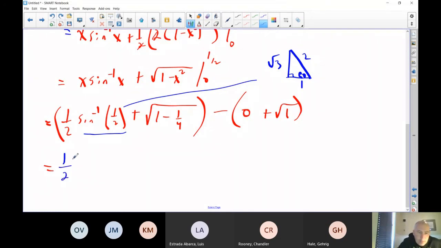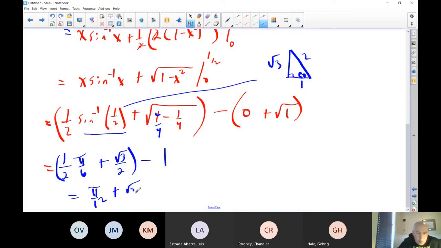So it's going to be 1 half times pi over 6, then 1, so that's 4 over 4 minus 1 over 4. That's going to be 3 over 4. If you take the square root of the numerator and the denominator, you get root 3 over 2. And here I'm going to have a minus 1. So this answer would be pi over 12 plus root 3 over 2 minus 1.